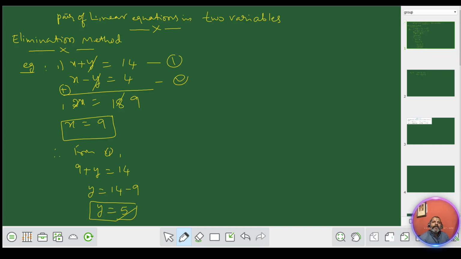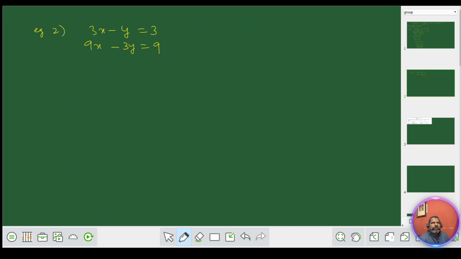That was when the variable has the same coefficient. What if they don't have the same coefficient? Let's take another example. Check it here, 1 and 2. The x coefficients are 3 and 9 in the two equations. They're not the same. The y coefficients are also minus 1 and minus 3. They're not the same. In this condition, what do we do? We make at least the x coefficient the same or the y coefficient the same, whichever. I'll make the y coefficient the same here.